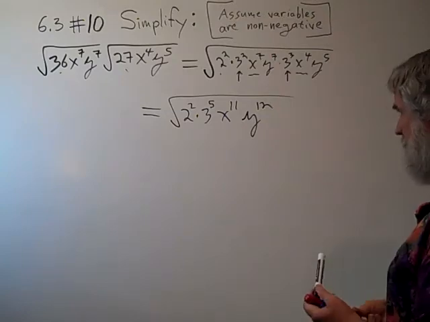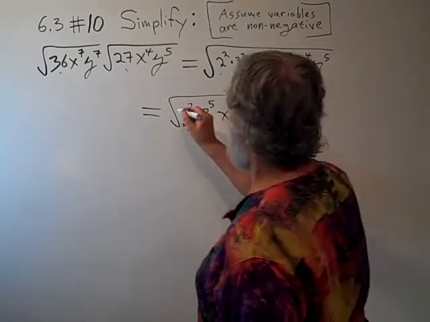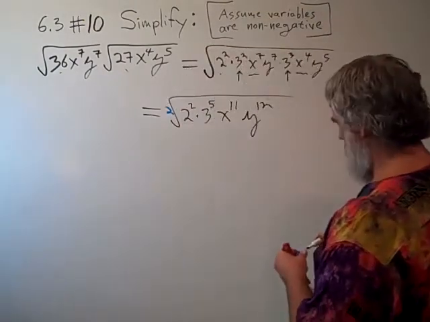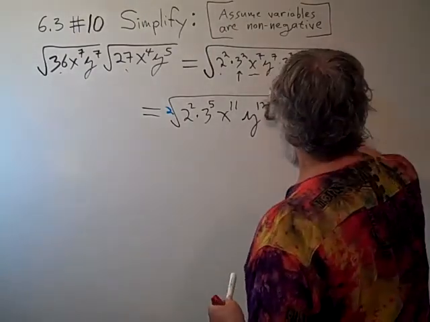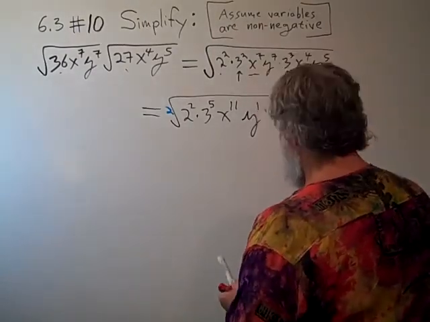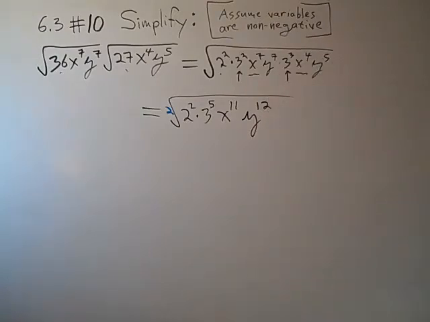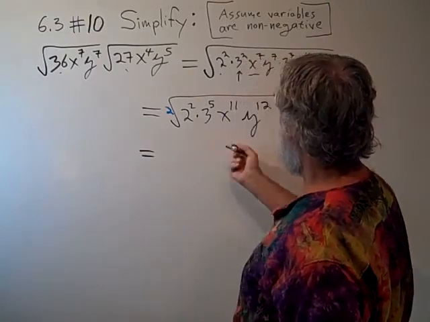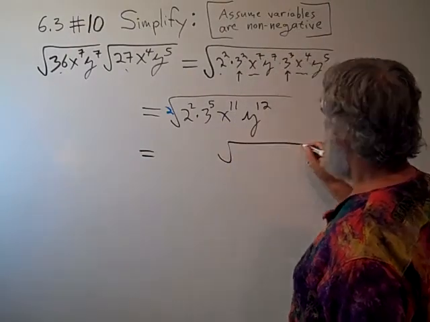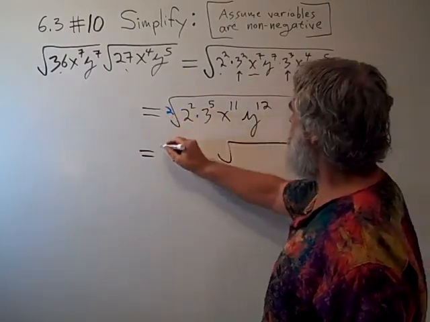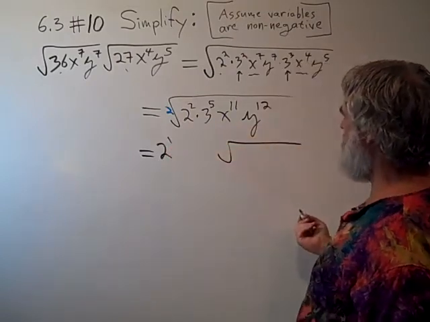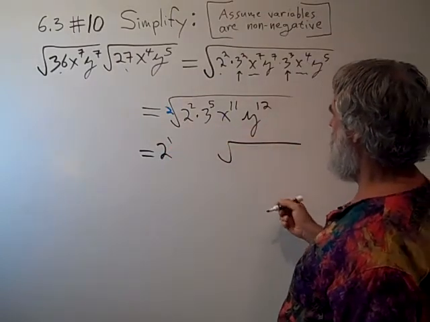Now for the next step, we're going to divide all of the exponents by 2. It's a square root, so remember that means there's a 2 outside there. So dividing by 2, 2 divides into 2 once, so 1, 2 gets out with no remainder, so no 2's remain.